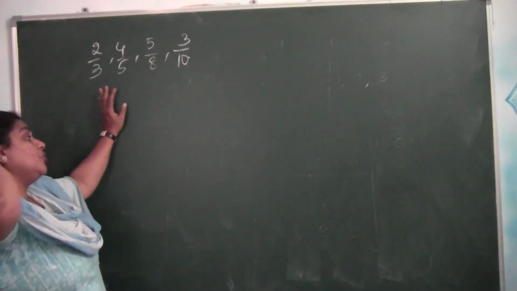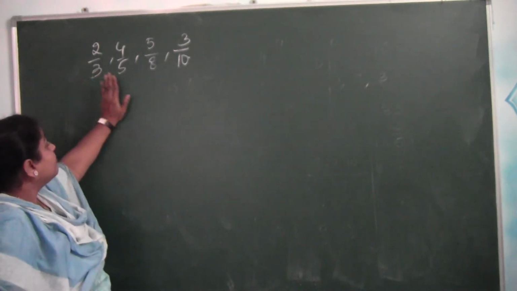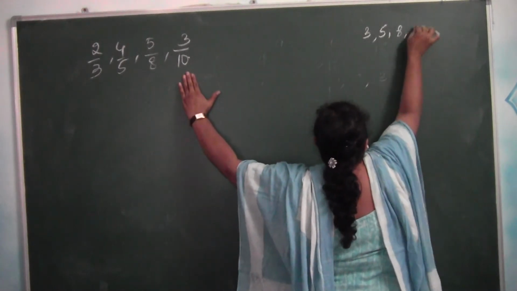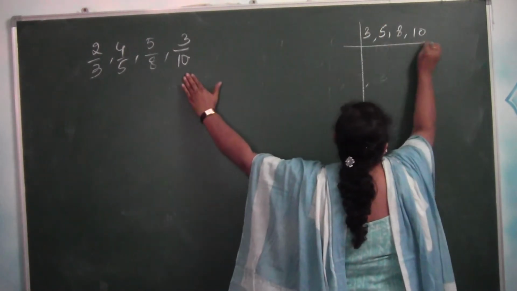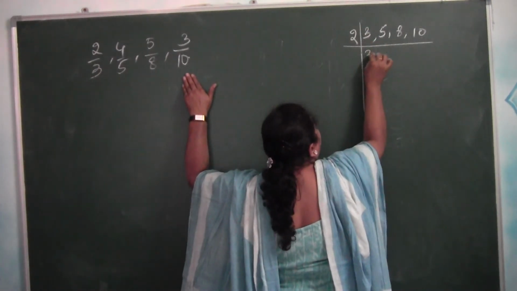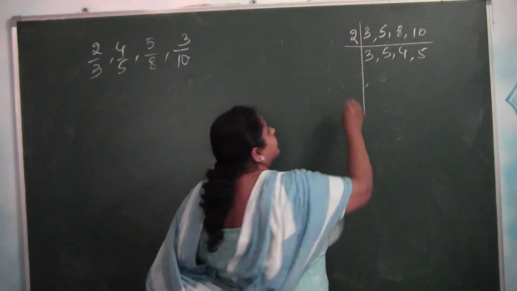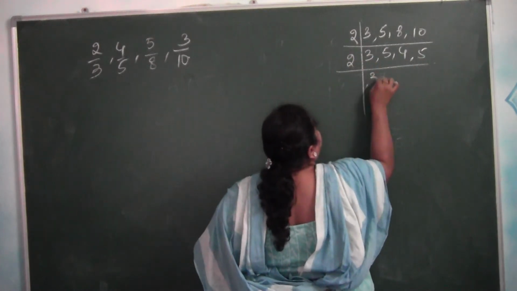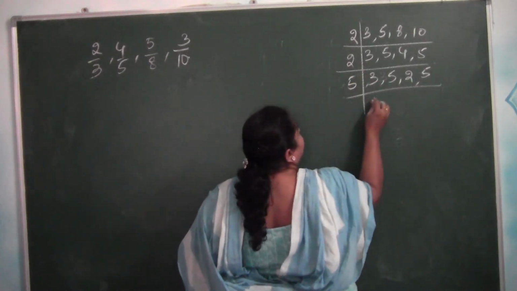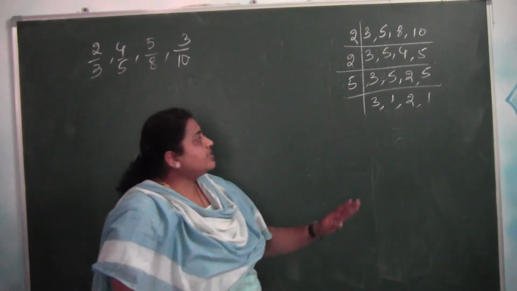So before that, what are we going to do? We have to calculate the LCM of the denominators 3, 5, 8 and 10. Now let us calculate. 2 I take. 3 as it is, 5 as it is, 2 4s are 4, 2 5s are 10. Next, again 2: 3, 5, 2 2s are 4, 5. Now I take 5. 3 as it is, 1, 2 as it is, 1. I will stop the LCM here only.